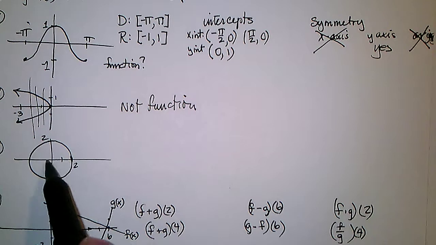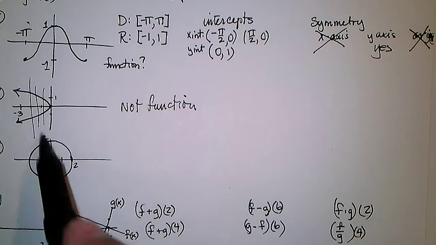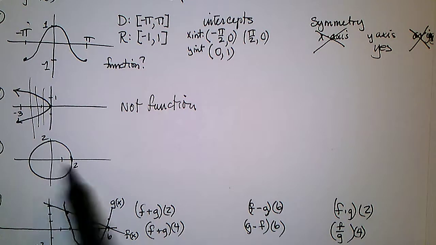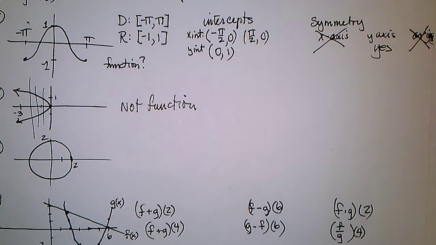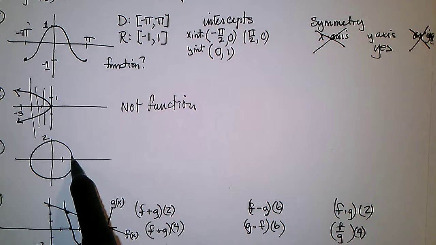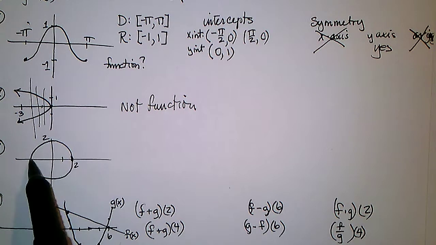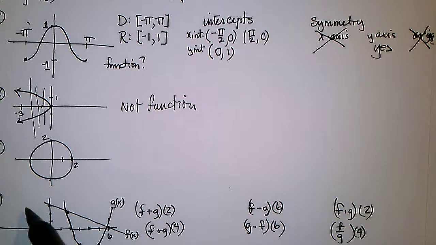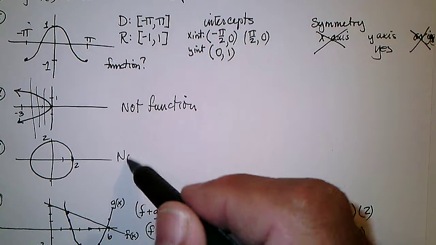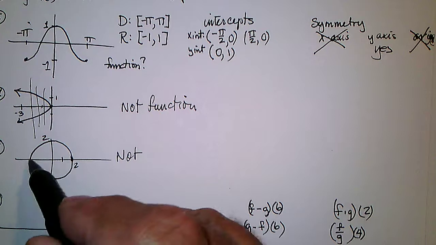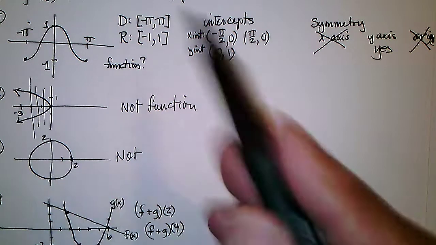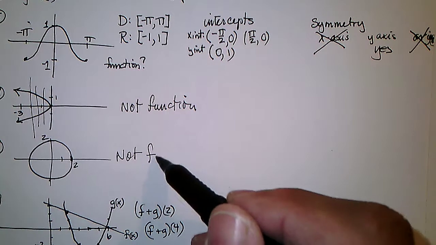And this one has x-axis symmetry, y-axis symmetry, origin symmetry. For every point, there's something across from it. Has all the symmetries. Has x-intercepts of 2, 0 and minus 2, 0, y-intercepts of 0, 2 and 0, minus 2. But it's not a function. And the domain would be from minus 2 to 2, and the range would be from minus 2 to 2, but it's not a function, so we don't have to do any of that.